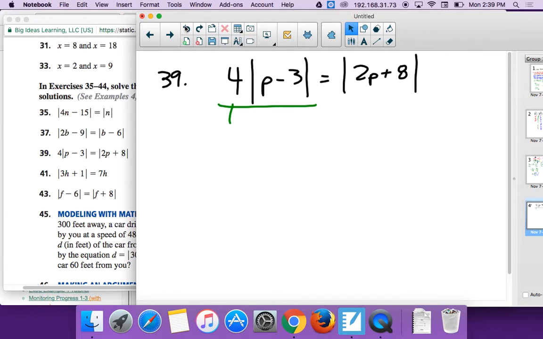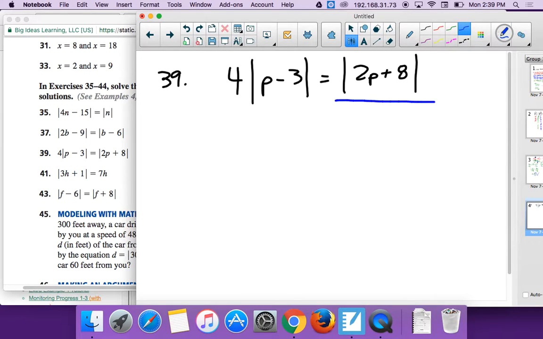Look at the one on the right. Right here, this absolute value of 2p plus 8. Is that by itself? Yes. So that's by itself. Let's set up our 2 problems. Again, the original 4. Get rid of the absolute value.